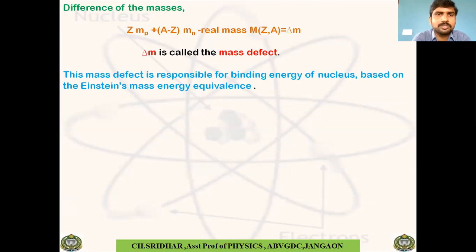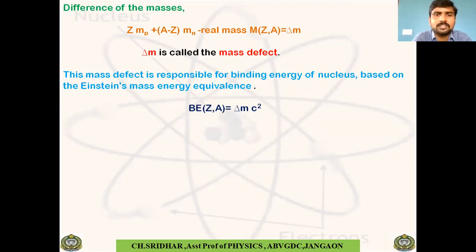The mass missing in the formation of a nucleus is used in the form of binding energy, and the value of the binding energy is given by Einstein's mass energy equivalence, that is delta E is equal to delta M into C square. The general formula is E equals mc square, and here the mass is disappearing. That disappearing mass we call the mass defect, delta M. So delta E is equal to delta M into C square. Due to that disappeared mass we get some energy, and that energy we call the binding energy.